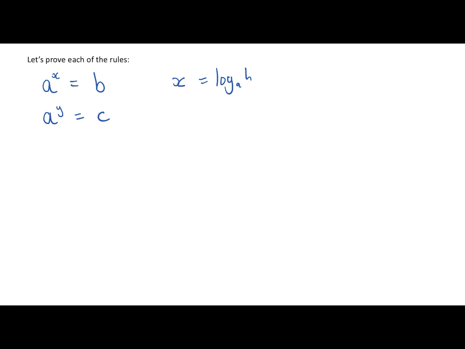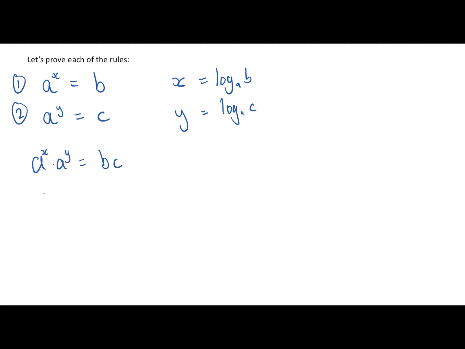So these are exponential, and I'm going to use rule number 1 to change them to logarithmic. So that's going to be x equals log base a of b, and y is equal to log base a of c. Okay? Now, I've got equation 1 and equation 2 in the exponential form. I'm going to multiply those 2 equations together.